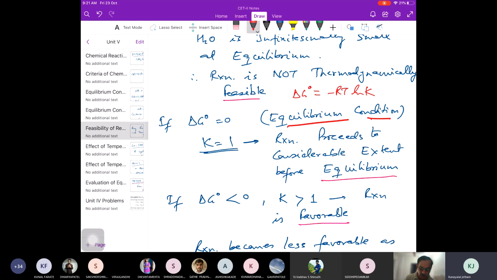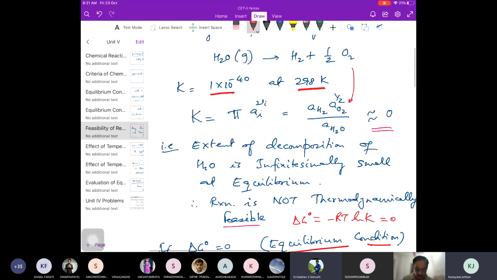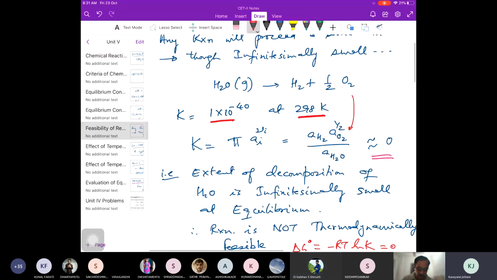Right? So if you put delta G0 equal to 0, what we'll get is K is equal to 1. Sir, can you repeat the "that is" part? I did not understand the thermodynamic feasible part. This one? Yes sir, the "that is" part.